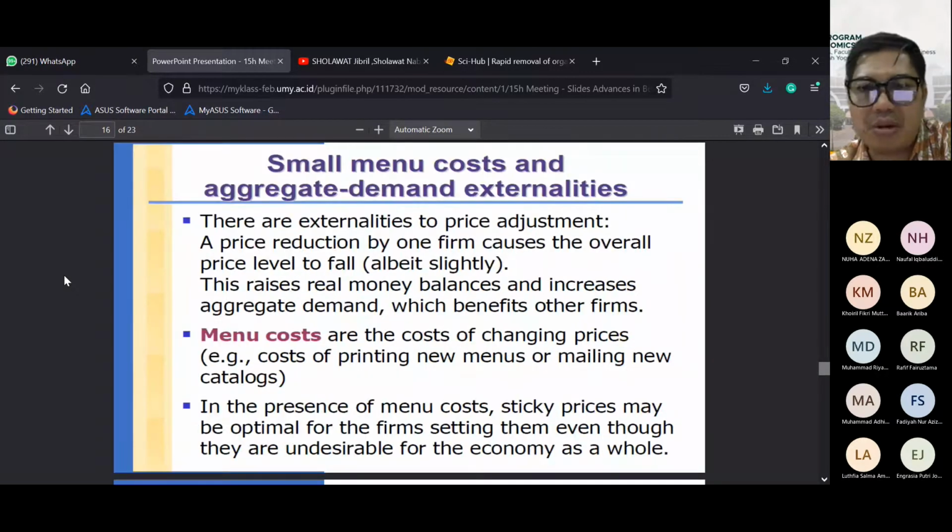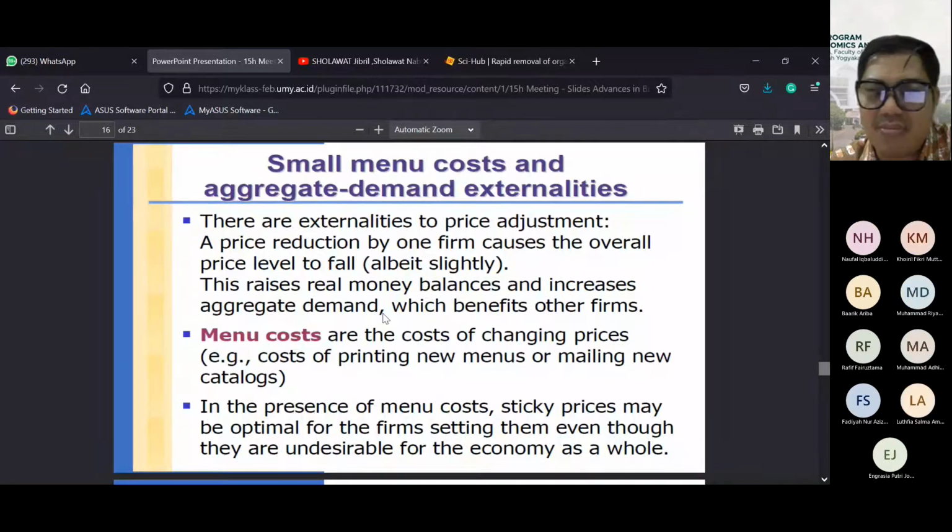And there are the small menu cost and aggregate demand externalities. So there are externalities to price adjustment. Price reduction by one firm causes an overall effect, so it seems there is a connection between one firm and another. This raises real money balances and increases aggregate demand, with benefit. So it means that the adjustment conducted by one firm would be benefiting another firm. It is because of the real money balance that increases.